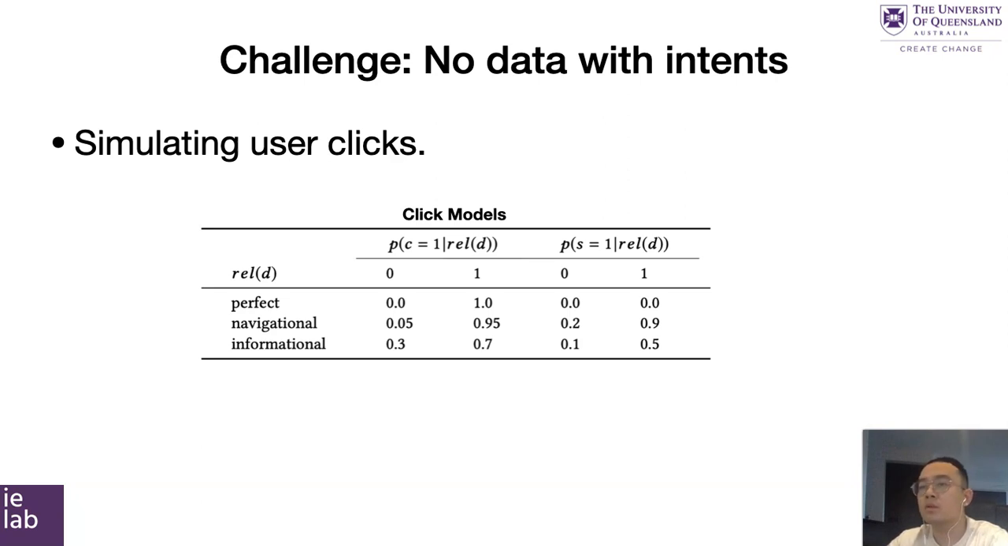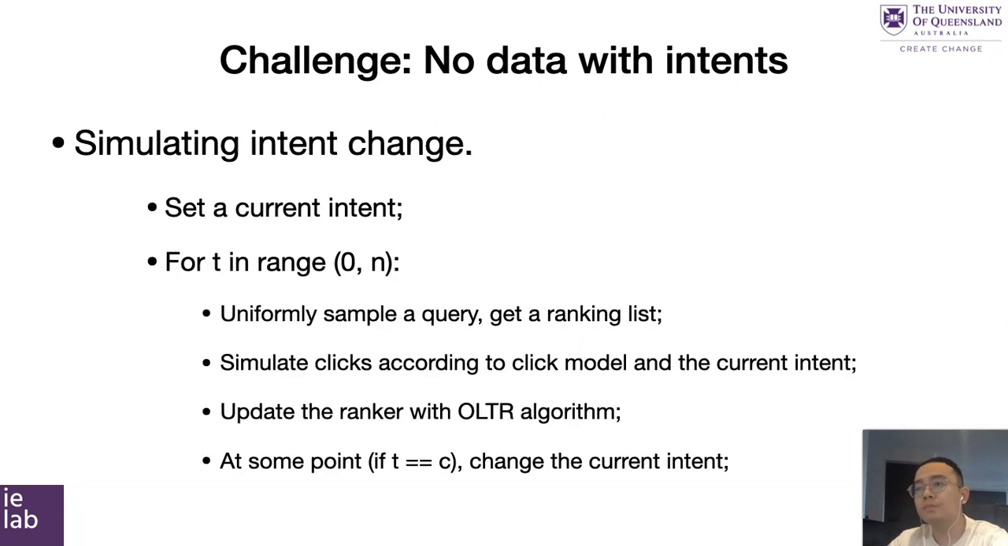The perfect click model mimics perfect user click behavior, where the user will click on every relevant document they observe and will not click on irrelevant documents. The navigational and informational click models mimic noisy user click behavior, where irrelevant documents may also have some chance to be clicked. More discussion on these click models can be found in our paper. Because our dataset has different intent labels, we can also simulate user intent change behavior with our dataset.